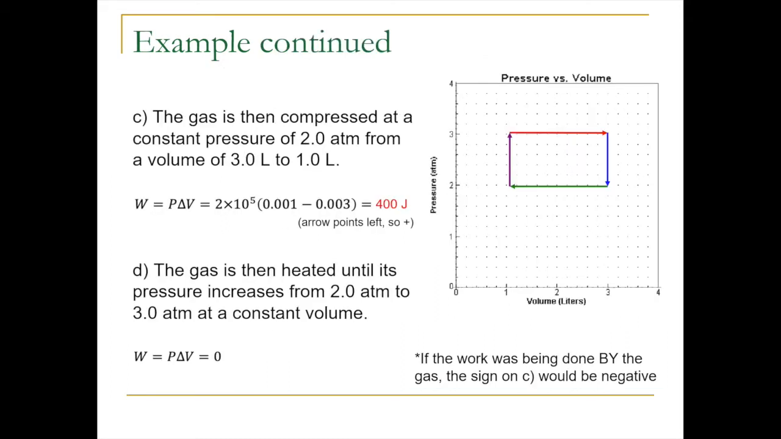Part C now is going to be to take this gas and compress it at a constant pressure of 2 atmospheres from 3 liters to 1 liter. Again, we have to do a unit conversion, and we have to recognize that this would actually end up as a negative value. However, we know that in the process of compressing the gas from a higher volume to a lower volume, there has to be a positive amount of work being done on the gas.